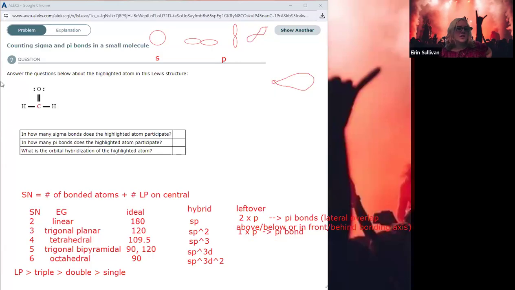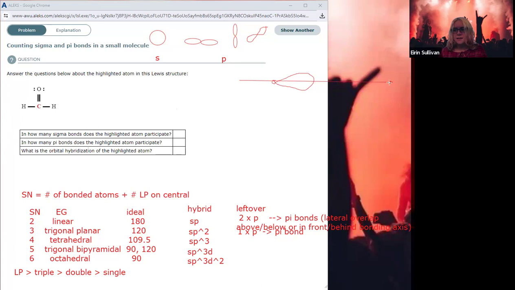Okay, so a quick chit chat about the difference between sigma bonds and pi bonds. A sigma bond is formed directly along the bonding axis. So if we define the direction of the bonding axis as the x Cartesian axis, why didn't I do an arrow? Let's do an arrow instead. That would be easier.